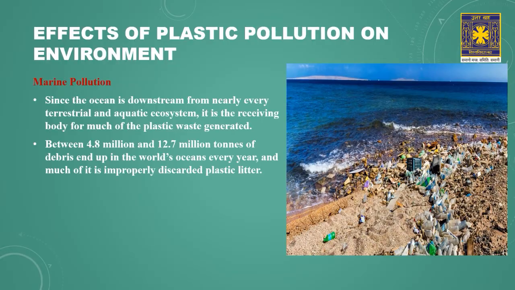Again, the most dangerous aspect of plastic pollution is the accumulation of plastic ultimately in the oceans. Because the ocean is downstream of each and every ecosystem, mostly all the plastics get accumulated and end up in the ocean. It has been estimated that nearly 4.8 million to 12.7 billion tons of debris end up in the world's oceans every year, and the majority of it is improperly discarded plastic litter.